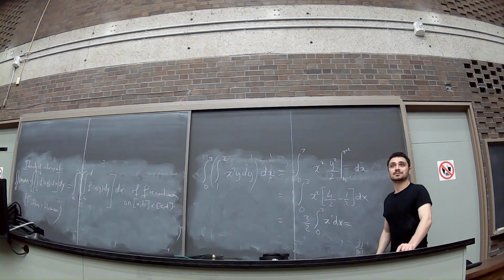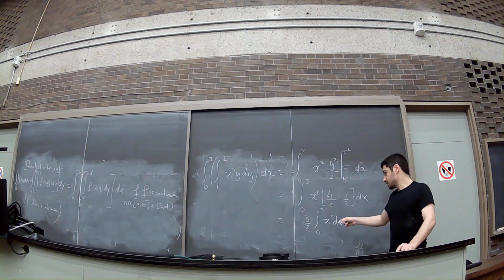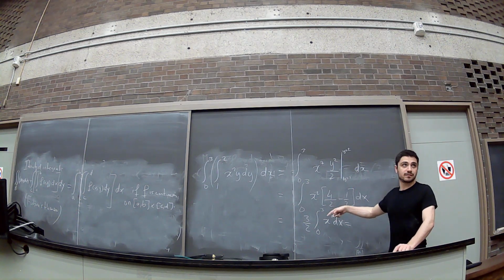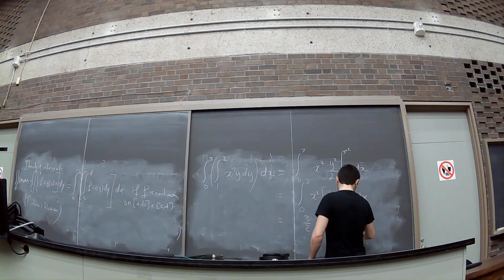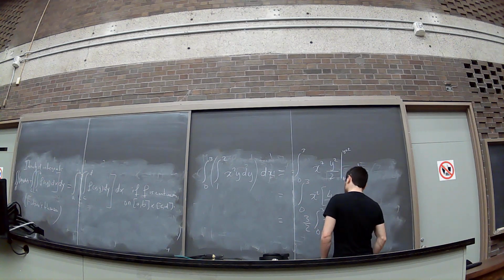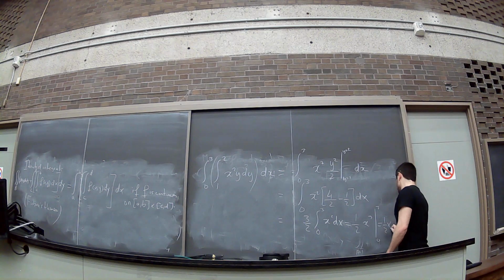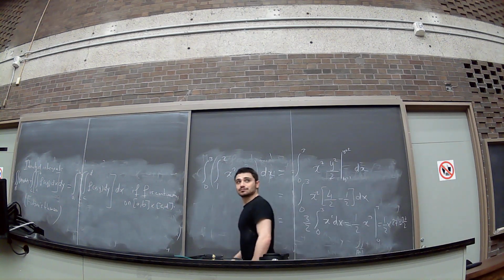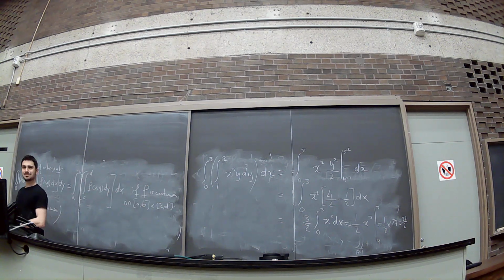What do you get then? X cubed over 3. So the antiderivative of 3x squared is x cubed. So you get 1 half x cubed from 0 to 3. 1 half times 3 cubed, which is 27. So 27 over 2. Is that clear or not? Everybody, is it clear? Is it clear how I integrate this?